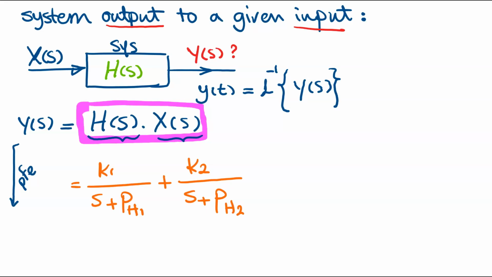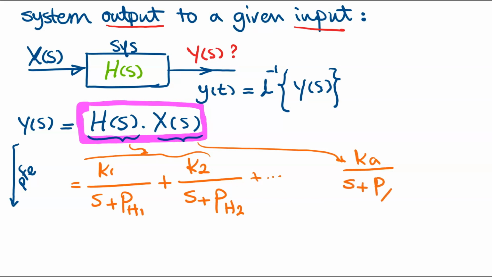So these are because of H of s, and then I'm going to have some other roots, which I'm going to show as k_a over s plus p_x_a, and then some other root. As you can see, I'm going to have a PFE which has two sets of partial fractions. The first set is the result of the roots I have in the denominator of H of s, and the second set of roots is the result of the roots in X of s, which is my input.